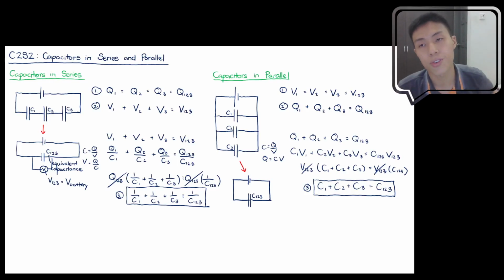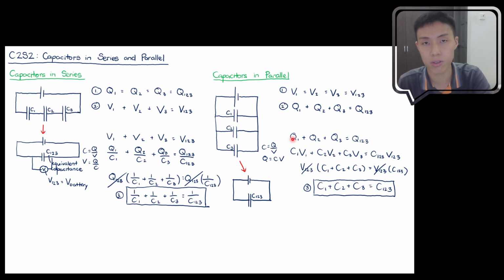Hi everyone, so in the previous video we talked about capacitors in series and parallel. We learned that for series, Q is the same, whereas the voltage you need to sum up, whereas for parallel the voltage is the one that is the same and the charge you need to sum up. Then using these two equations, we have arrived at an equation that relates the individual capacitance and equivalent capacitance. So this equation is for series and this equation is for parallel.